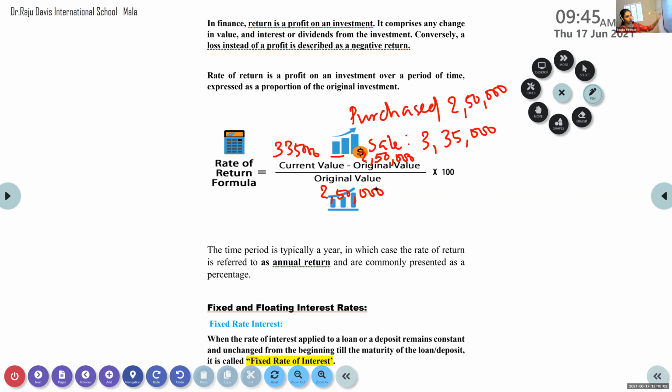So in this problem, the rate of return that you receive is equal to, do the calculation. How much do you get when you solve it? Give me the answer.